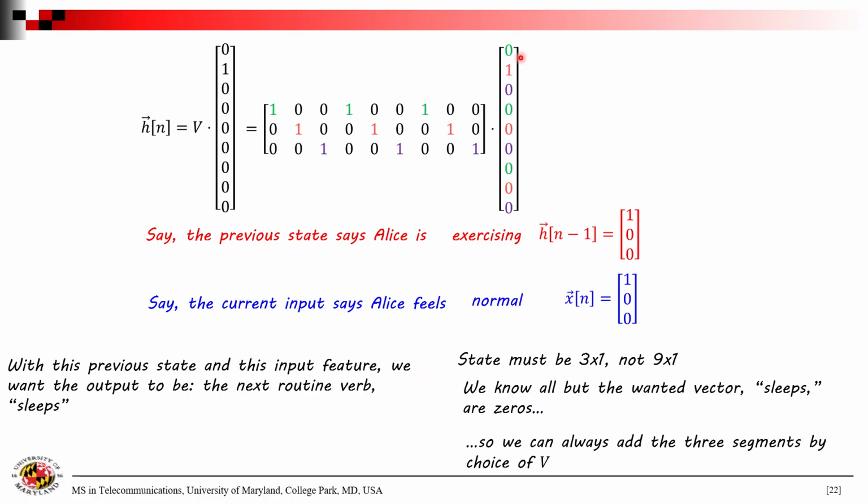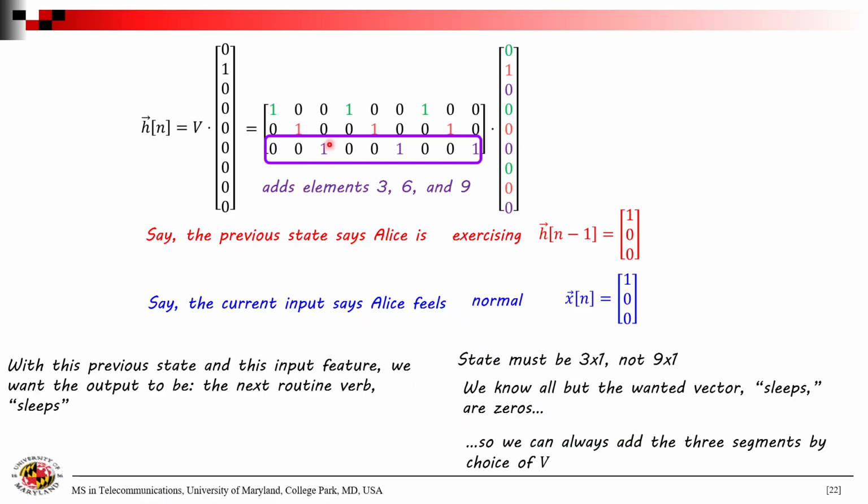I want to add these three. I know that only one of them is going to be non-zero. So this matrix is designed so that the first row of V adds elements 1, 4, and 7, the three green elements here. The next row, row number 2, adds elements 2, 5, and 8. You can see element 2, element 5, and element number 8 are going to be added by this second row right here. And the last row of V adds elements number 3, element number 6, and element number 9.